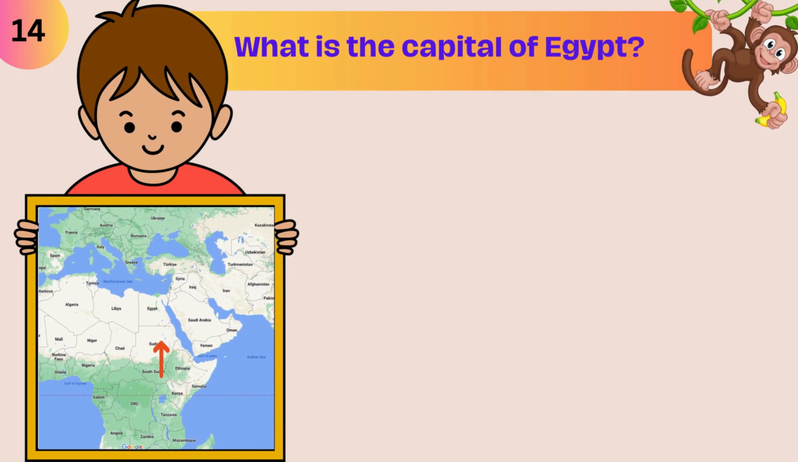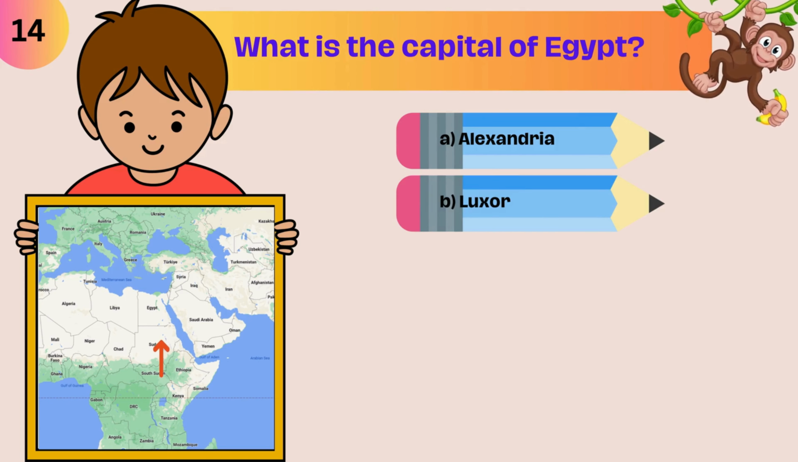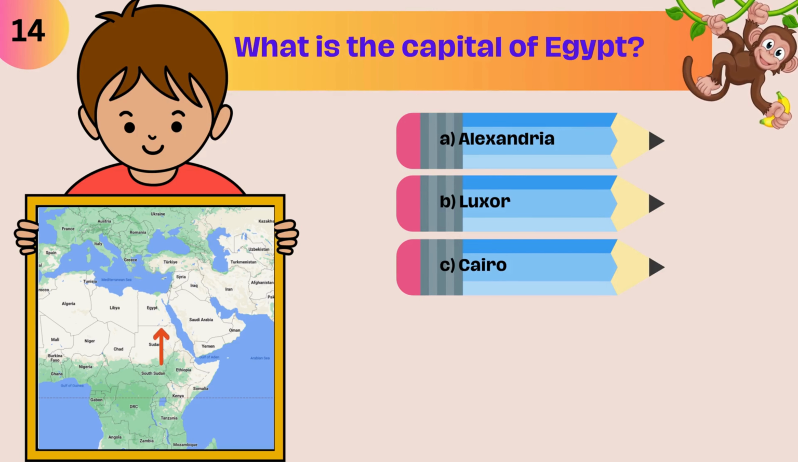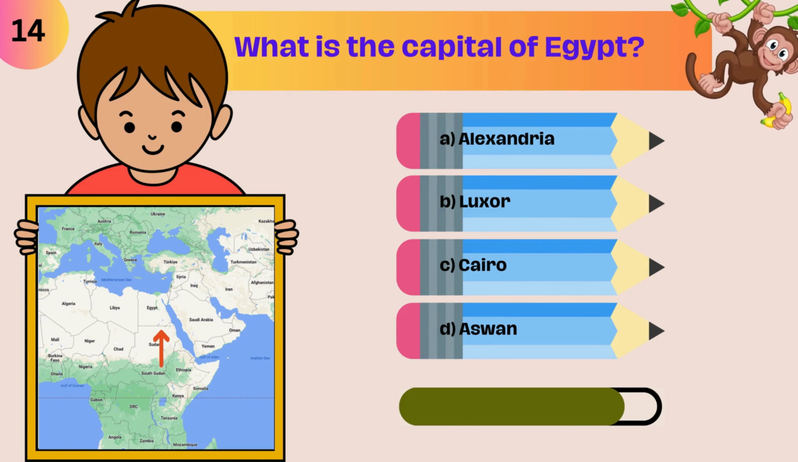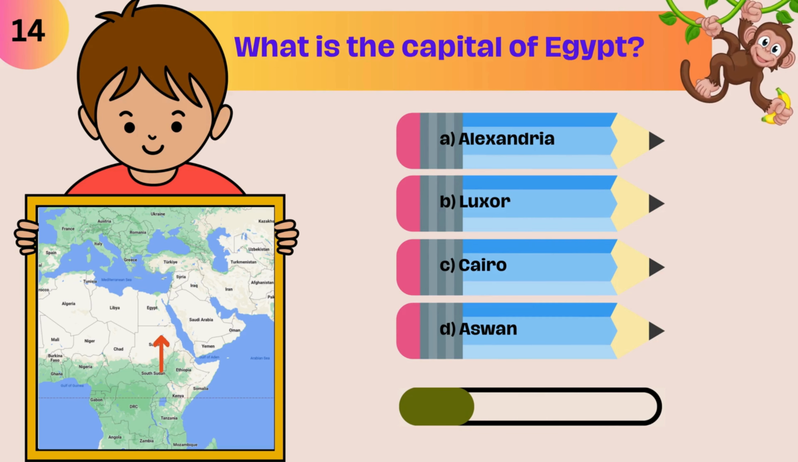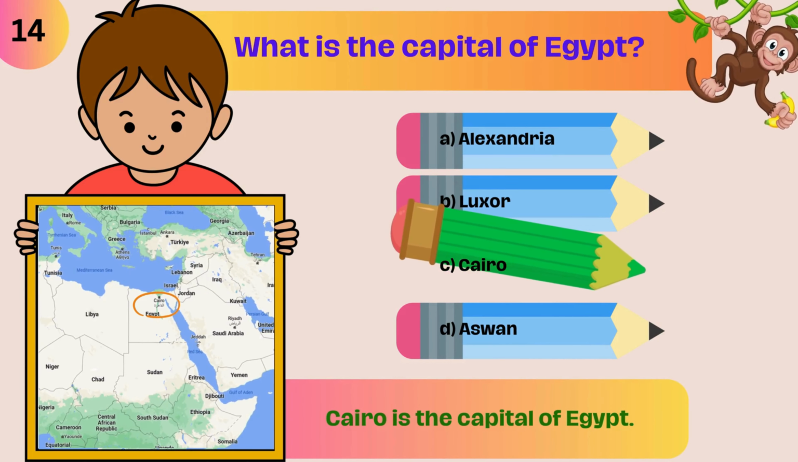What is the capital of Egypt? A. Alexandria. B. Luxor. C. Cairo. D. Aswan. The right answer is C. Cairo.